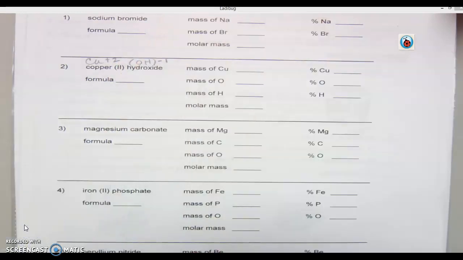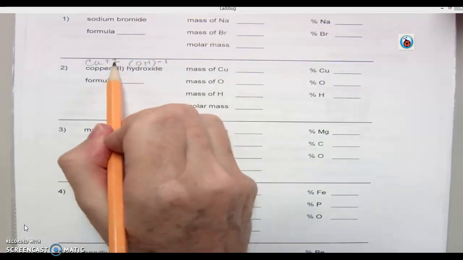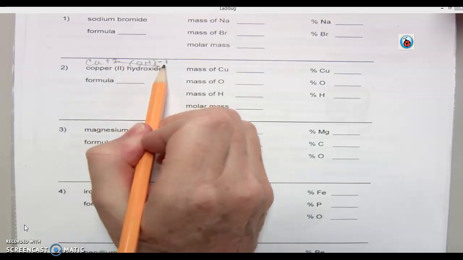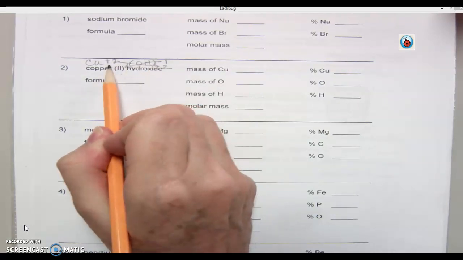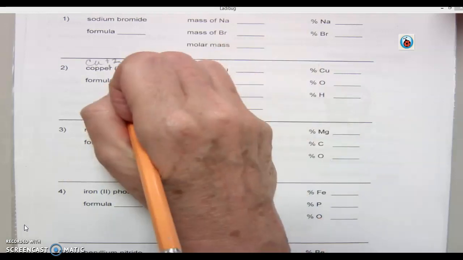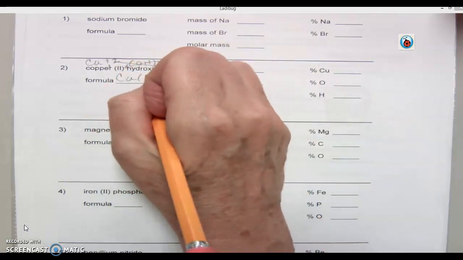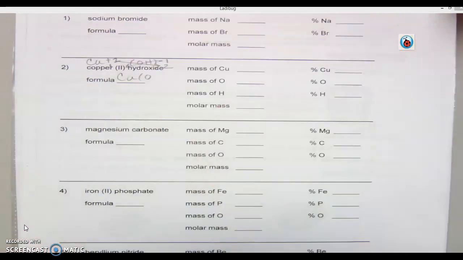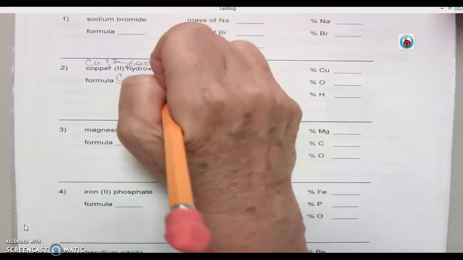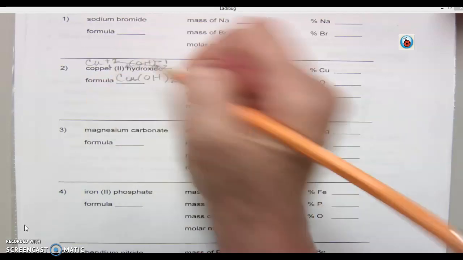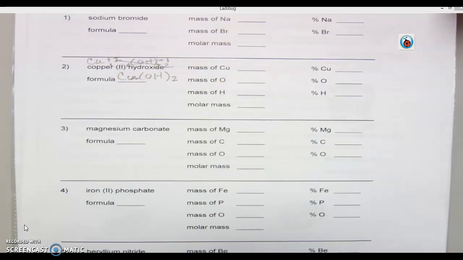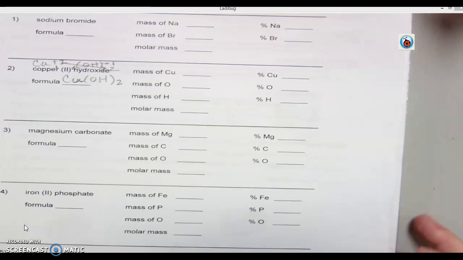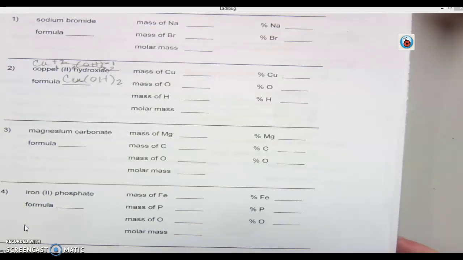Okay, so we need to write a formula. So what are we going to do? We're going to swap the numbers, drop the sign. So what's my formula? 1 copper, that's Cu, by the way, it looks like Ca. Cu, (OH)2. So copper hydroxide.